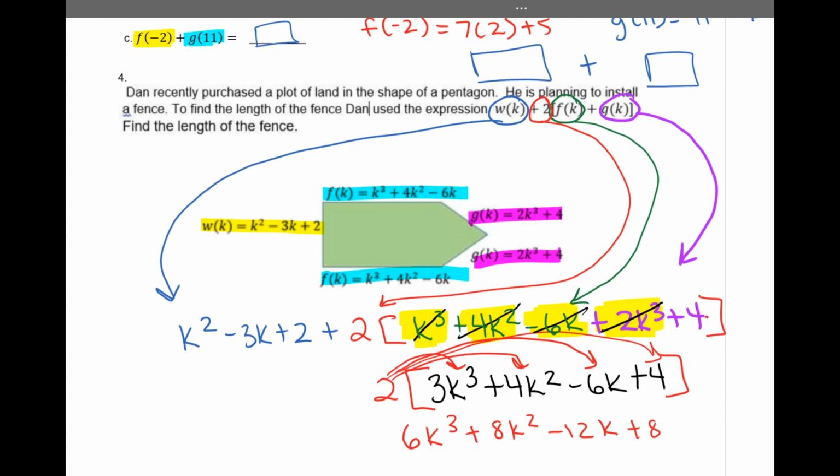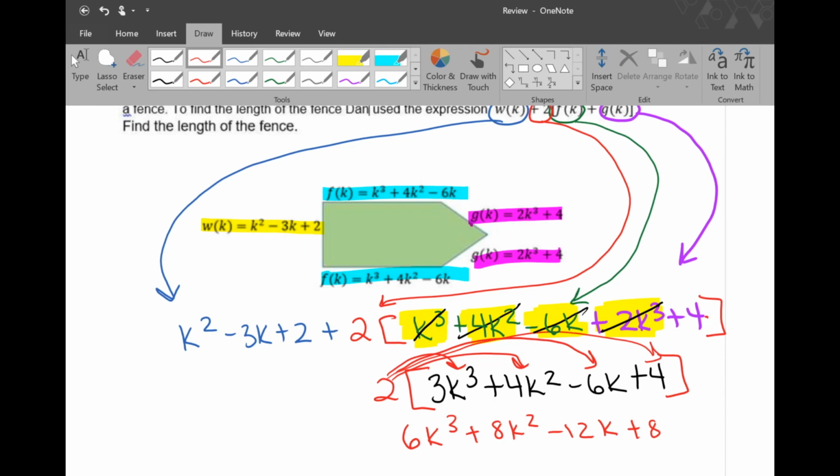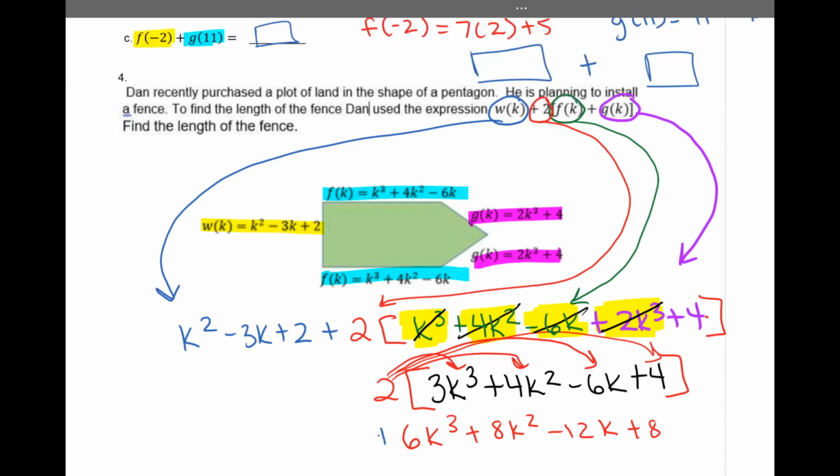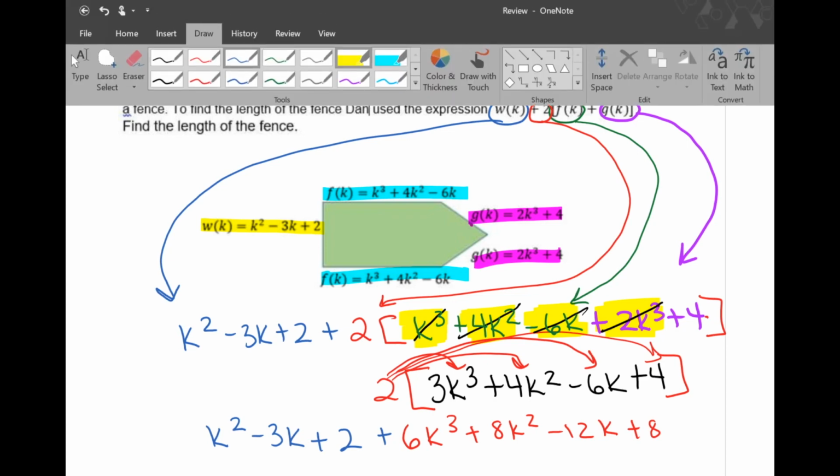Alright. Notice that none of the variables changed and none of the exponents changed. The only numbers that changed were the bases, the numbers in front of the variables. Alright. Okay, we're not done with this problem. The last part is to add the blue section. So add k squared minus 3k plus 2. And this is the easy part because all we're going to do is combine like terms.